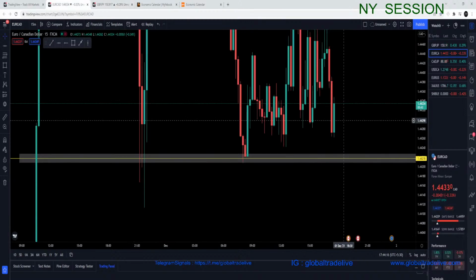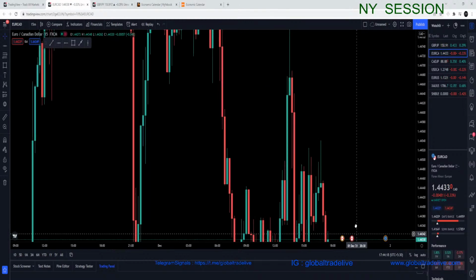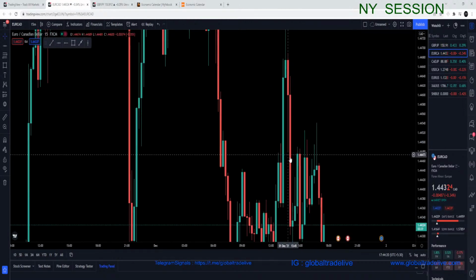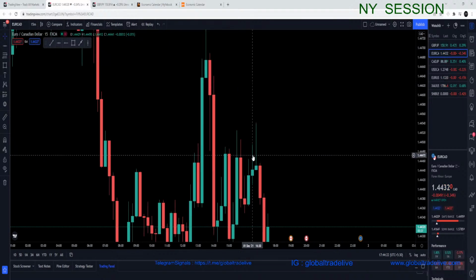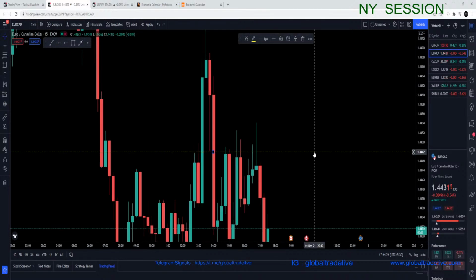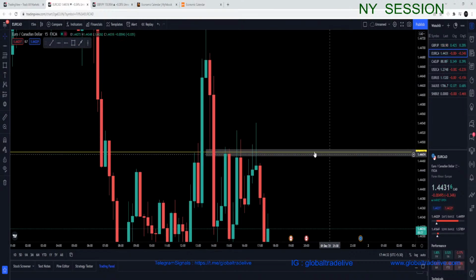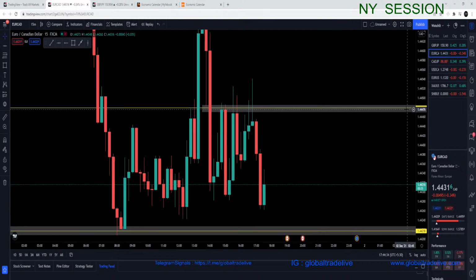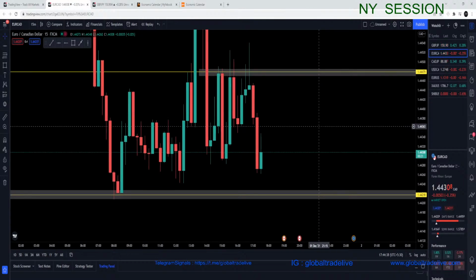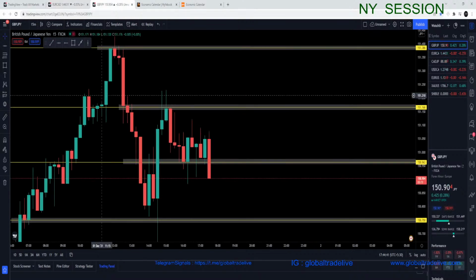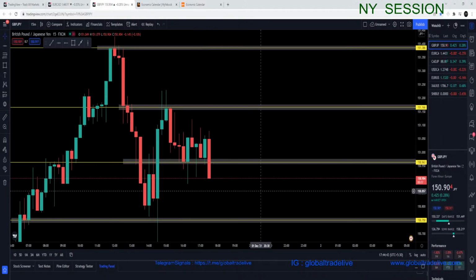So now we have the EuroCAD idea with us, and there is also a good buy above this level. So buys above 1.44479 and sells below 1.44218. And this 15-minute candle is about to close over here.